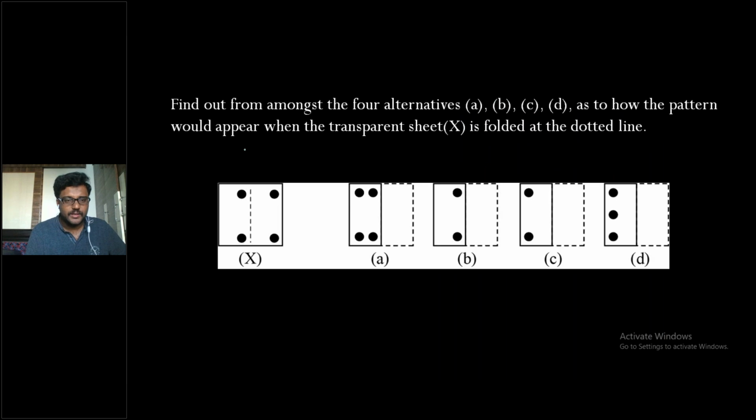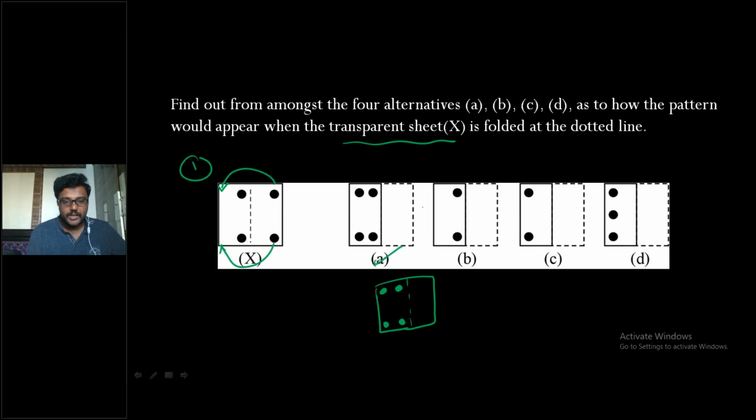See the first question. They gave a transparent sheet for us. We have to fold it vertically. Now what will happen when you fold it? This dot should come to this side, and this one goes to this side. In that entire paper, this is already folded, this is dotted. Here we have two dots, two circles. This one went to this side.